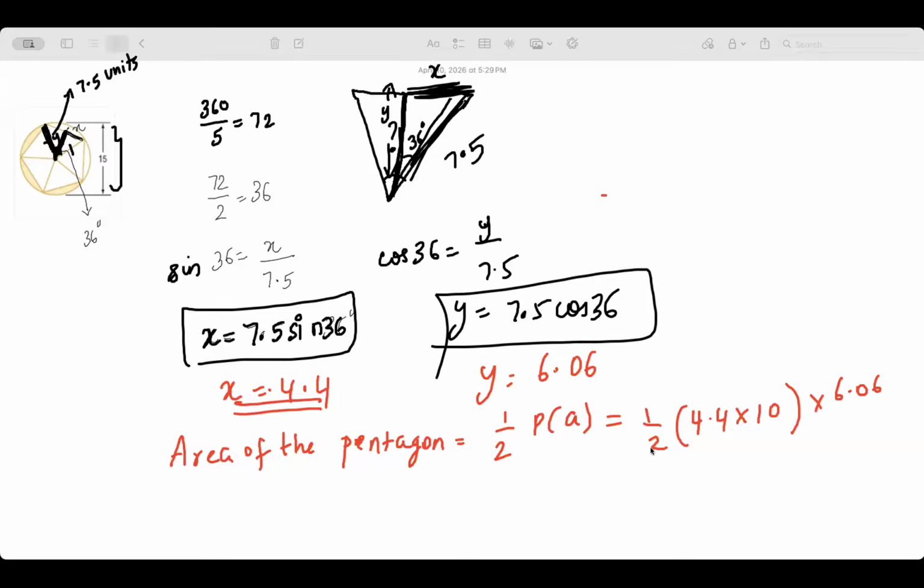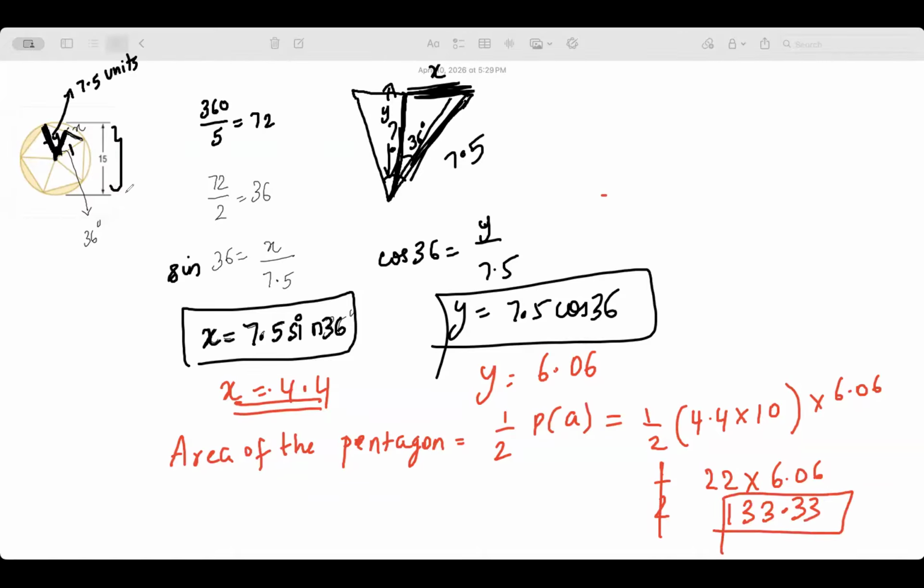Did I make sense when writing this? Area of the pentagon is half times 44, so this will be 22 times 6.06. Somebody tell me the answer for this one, guys. 22 times 6.06. 133.32. This one is 133.33. That's good.